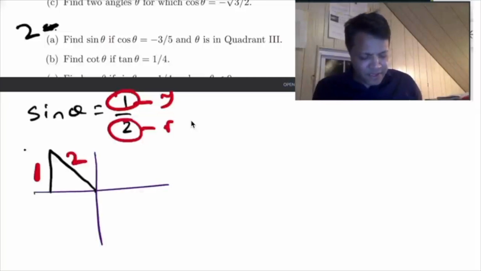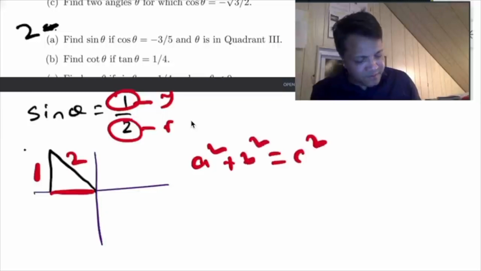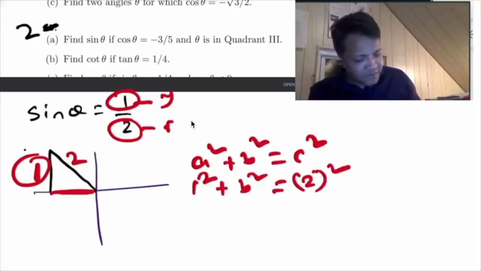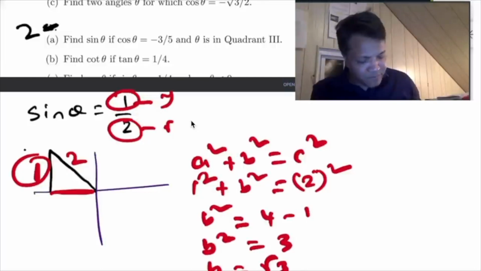So let's find the x. This is the x, so I'm going to write a squared plus b squared equals c squared. Now a squared is 1 squared, plus b squared we're trying to find, is equal to c squared, which is 2 squared. So b squared is 4 minus 1, so b squared is 3, so b is the square root of 3.